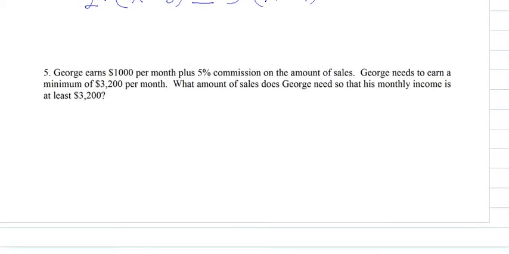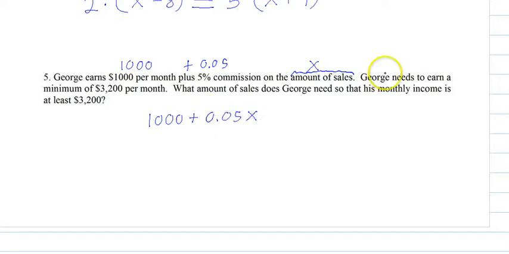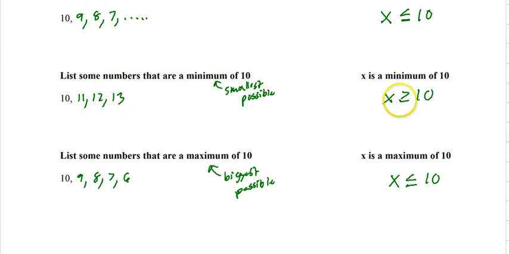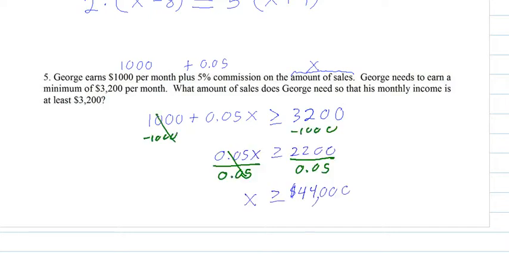Alright, here's one for you to try. Just give it a shot. Hit pause. If you get it wrong, all the answers are going to come up, and I'll work on it with you together. So if we translate our first sentence, 1,000 plus 5% on that amount gives us what George earns. And George needs to earn a minimum. So minimum is a greater than or equal to. Right there, minimum of 3,200. And there is our inequality. So solve it. So George's sales need to be greater than 44,000.